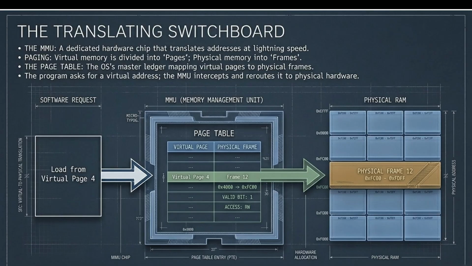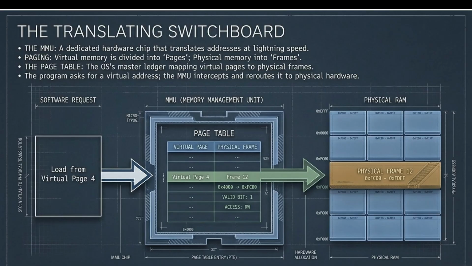The translating switchboard, the MMU. MMU is a memory management unit. It's a hardware chip that translates addresses. As we have talked before, we have two different types of addresses, right? The physical address and the virtual address. These both need to be translated so that there can be a connection between them.